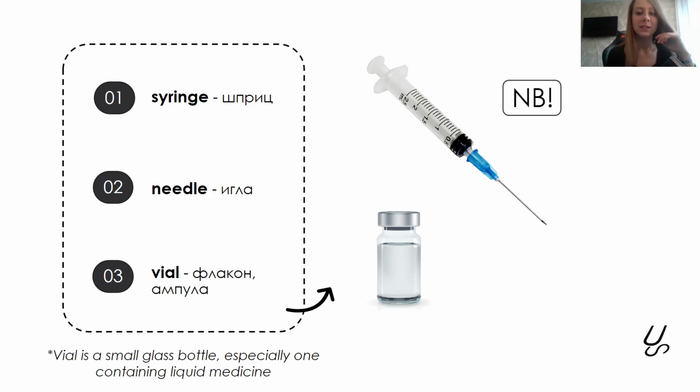Other things that can be used as diagnostic tools are syringe, for example, to take our blood. Here you can see syringe, and this is a needle of that syringe. And this glass bottle, especially containing liquid or some other medicine, is called vial.